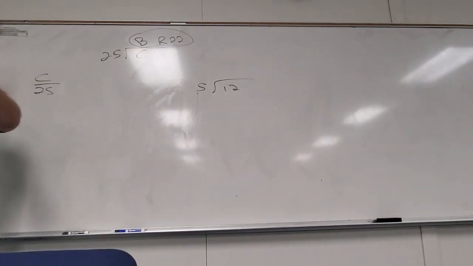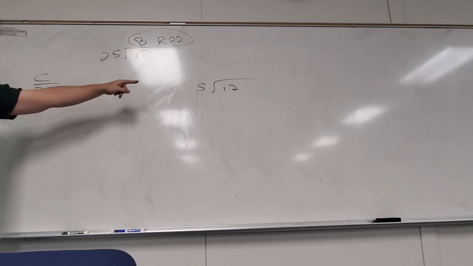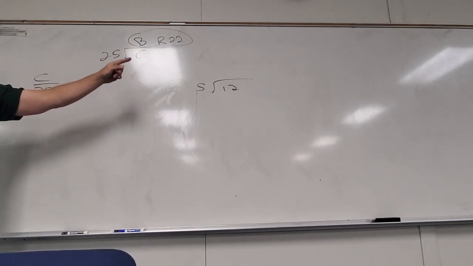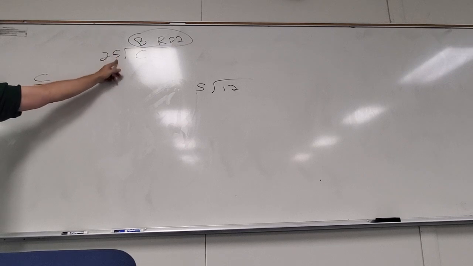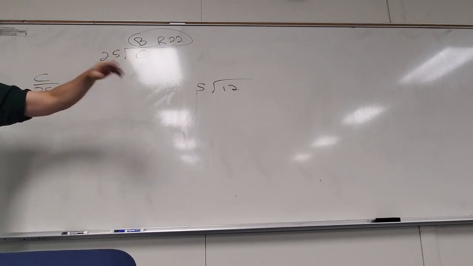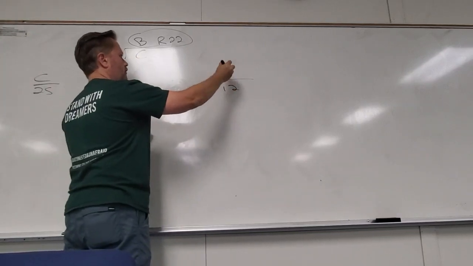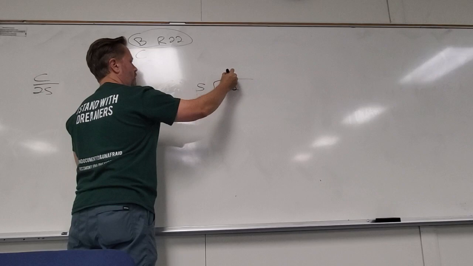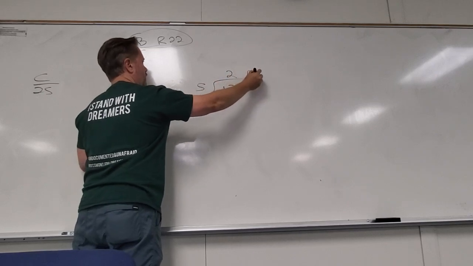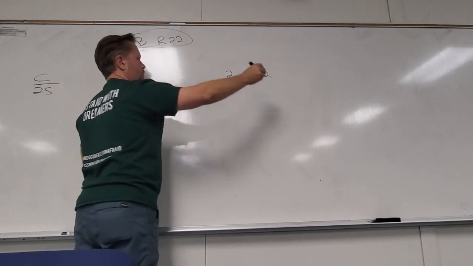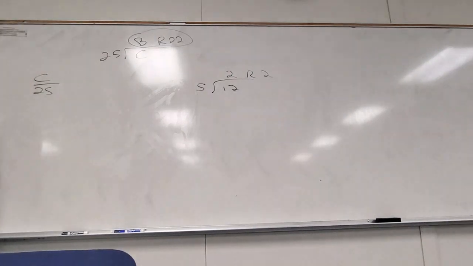So if you start to do this long division, in this case, what is 12 acting as from the problem we're working with? 12 is acting like C, correct? You guys with me? Okay. So 5 goes into 12 twice with how many left over? 2. All right.